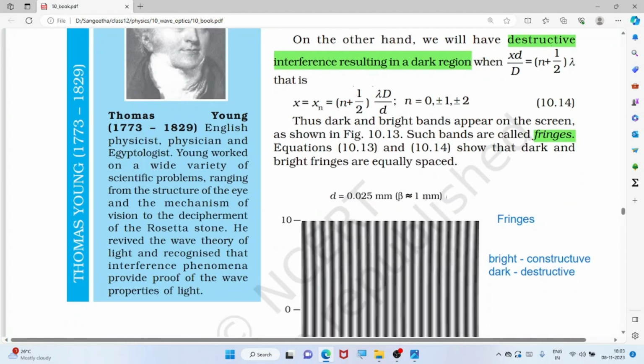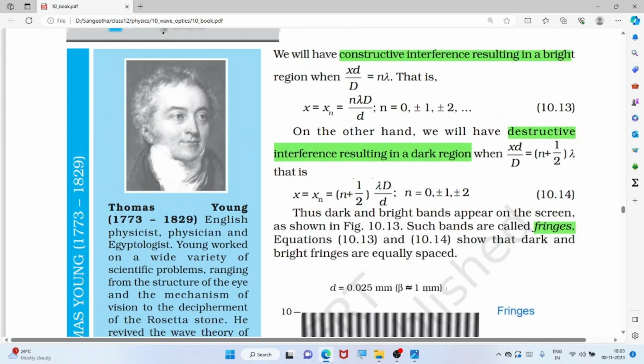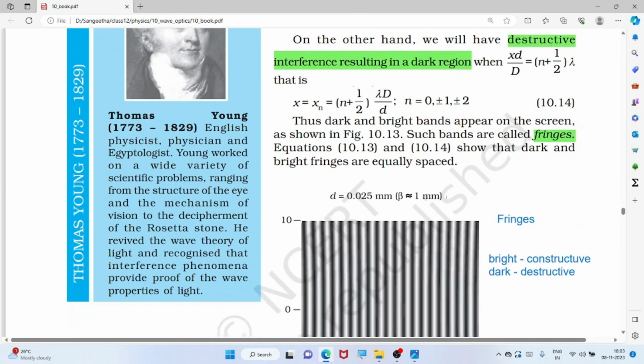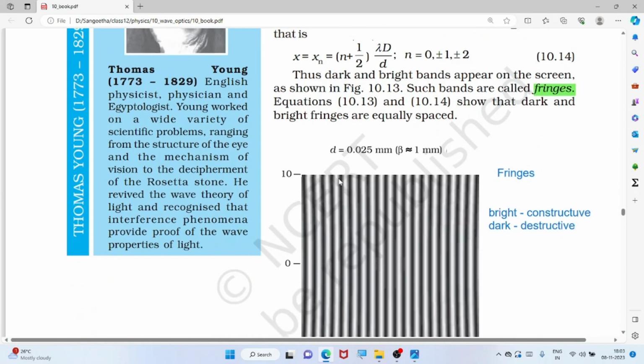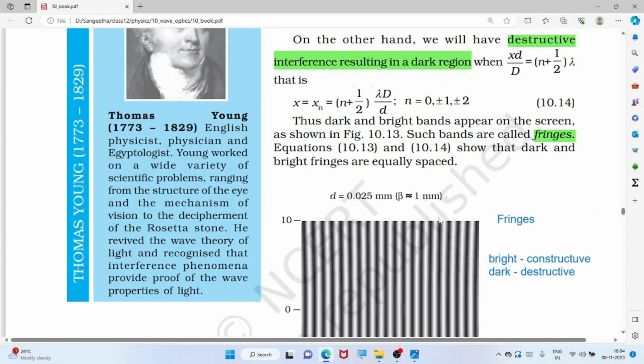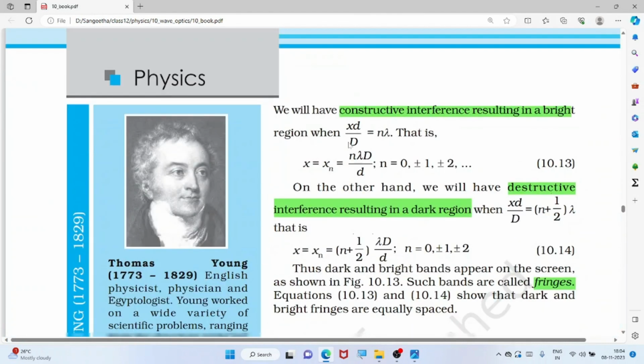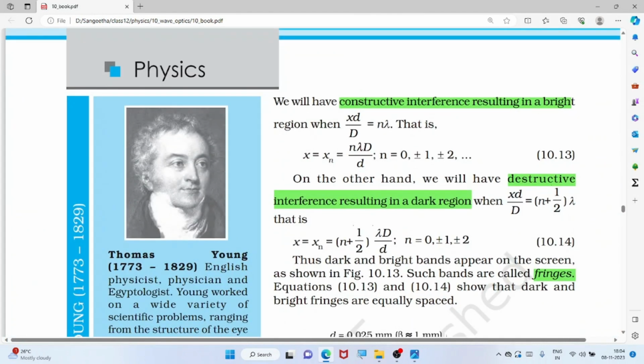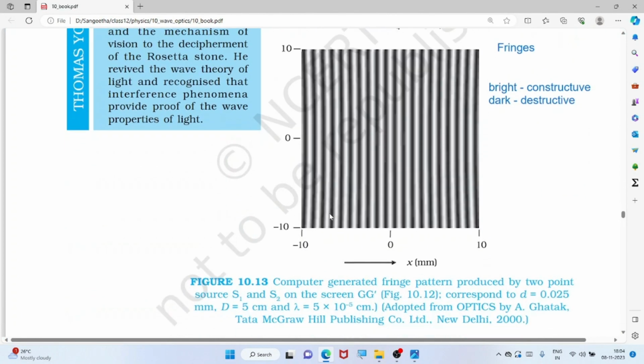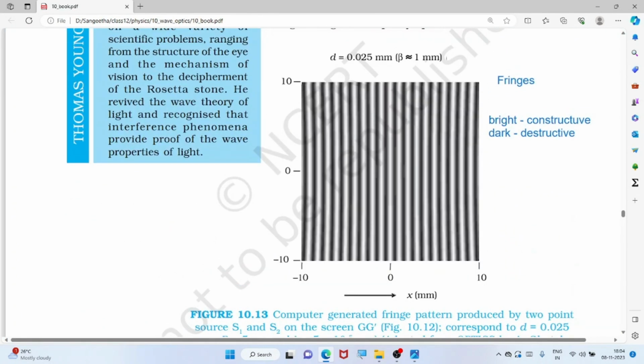But at this distance, that is n plus 1 by 2 lambda, there will be destructive interference, that is, dark fringes. Dark is destructive, bright is constructive. This is the distance from the center; x is the distance from the center. At one distance there will be constructive interference, at the other there will be destructive interference. Bright is constructive, dark is destructive.